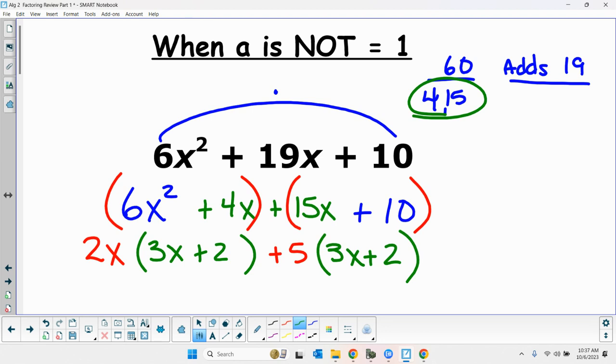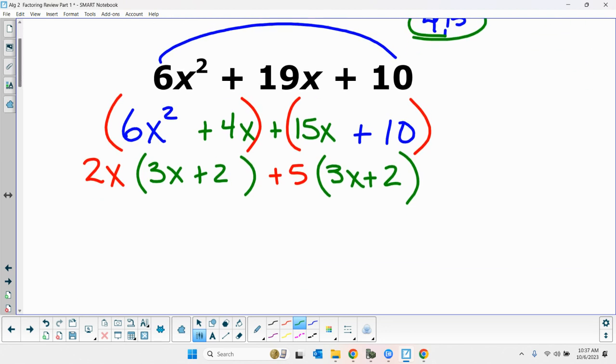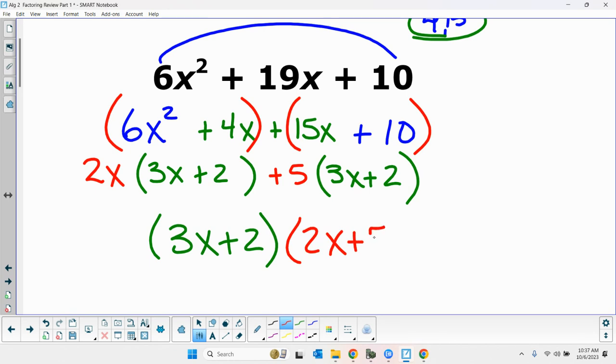When you see this, one of your factors is that 3x plus 2. What's your other factor? 2x plus 5. The GCFs you pulled out become the other factor. If I wanted to check to see if I was right, I would FOIL those. And I guarantee that if I FOIL these, when I'm done, I'll get 6x squared plus 19x plus 10. No guessing and checking there.